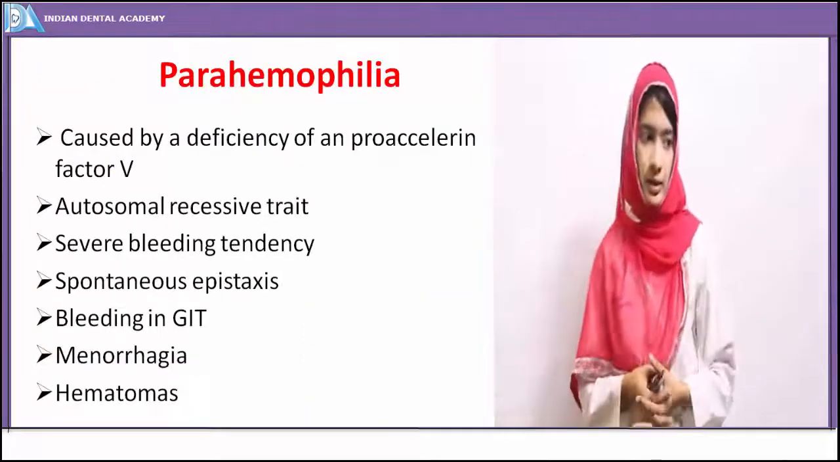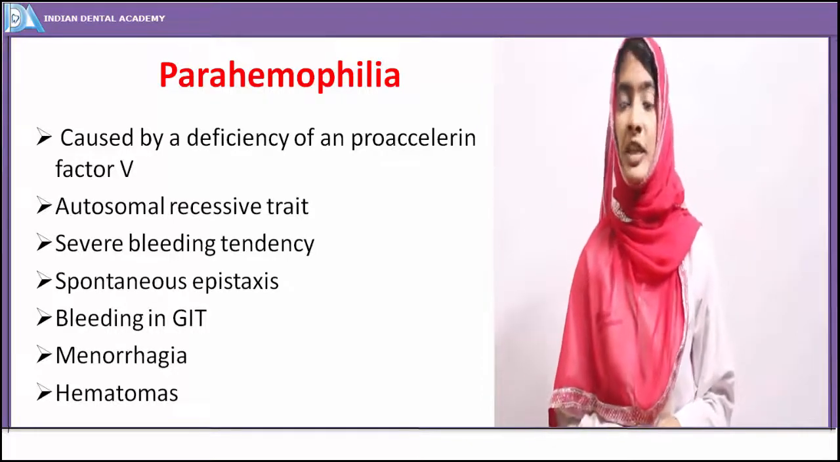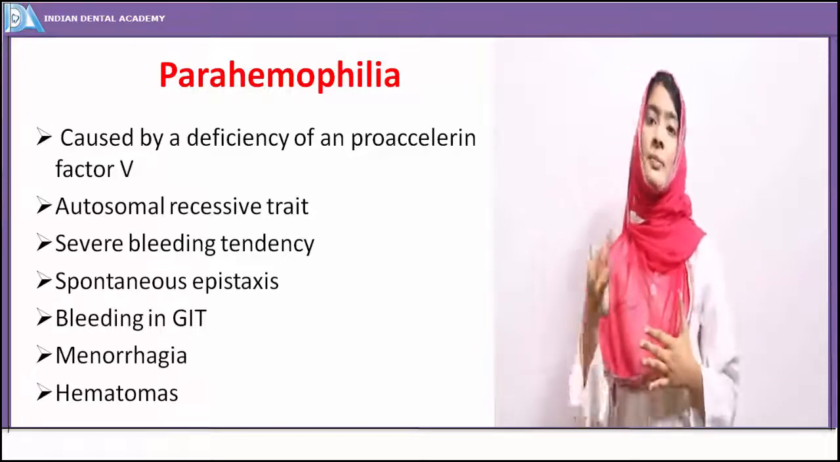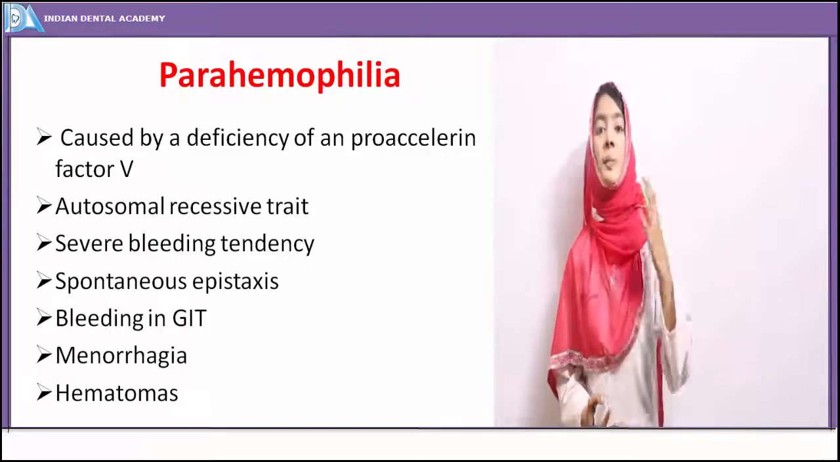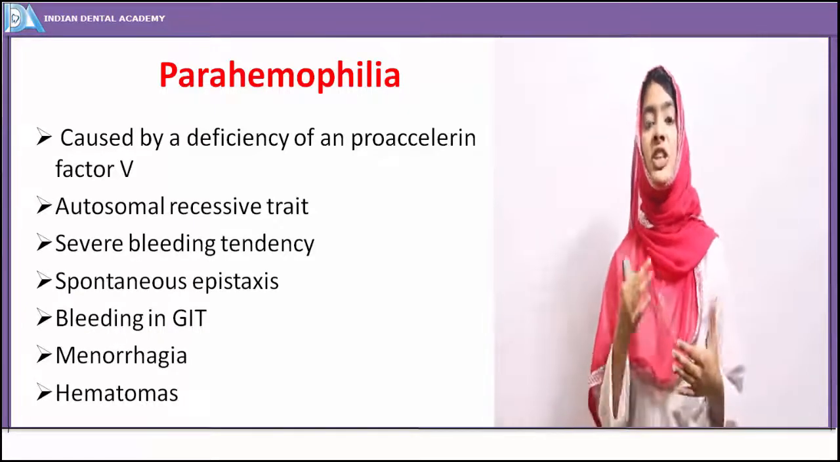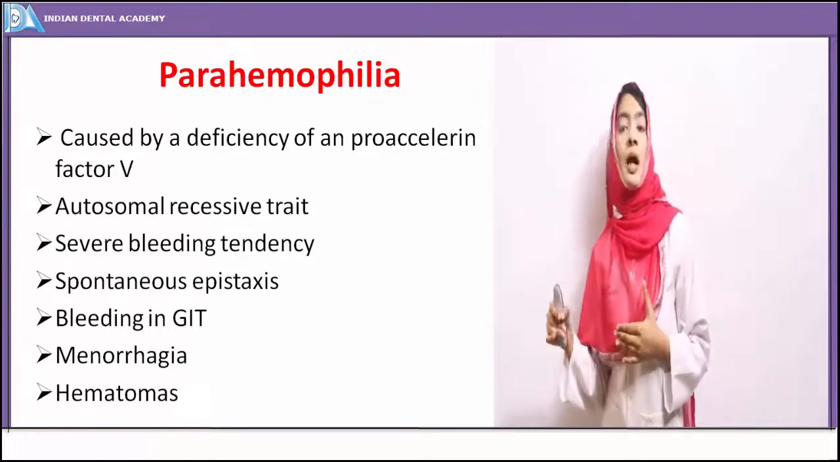Another common disease is also known as parahemophilia. Parahemophilia, the name is confusing, and people confuse the name parahemophilia with hemophilia, but it is completely different. It is actually caused by a deficiency of factor 5.